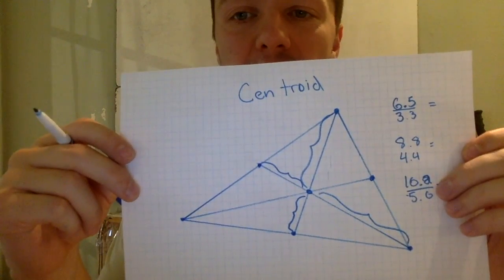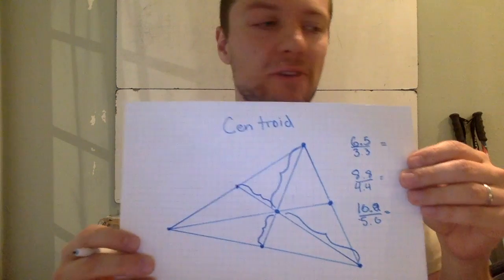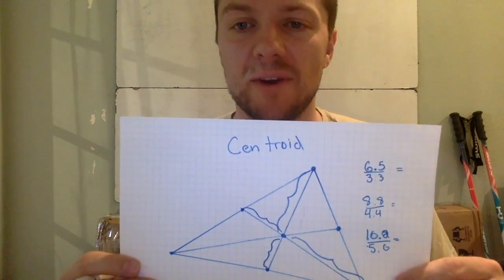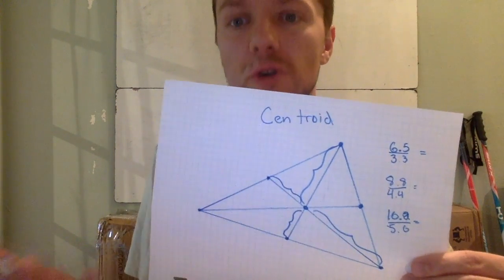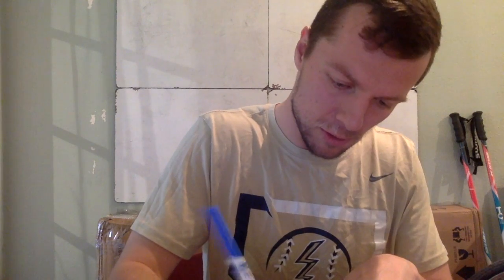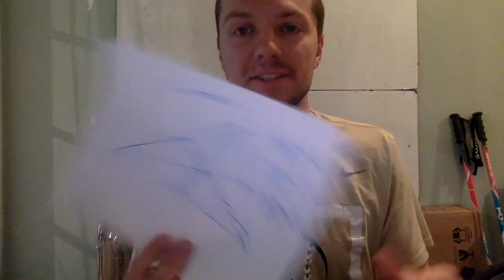So once you've measured all those sides, you're going to divide them out. And what you'll notice is that all of these, 6.5 divided by 3.3, 8.8 divided by 4.4, and 10.2 divided by 5.0, all of them come out to about 2. That's the property of the centroid.